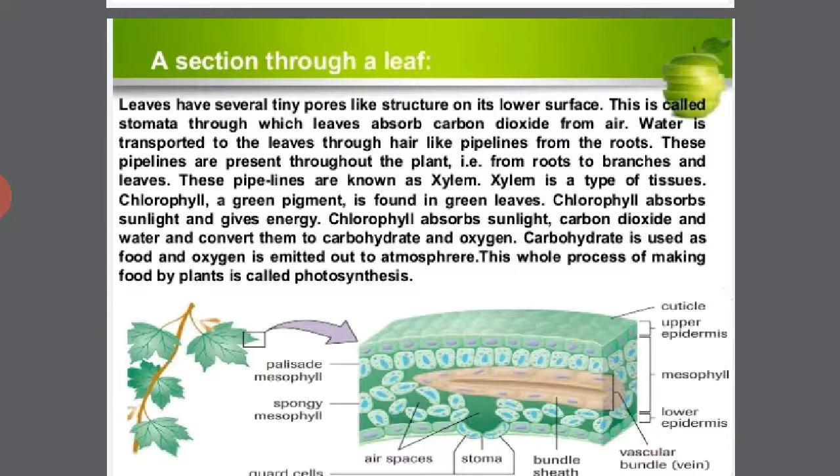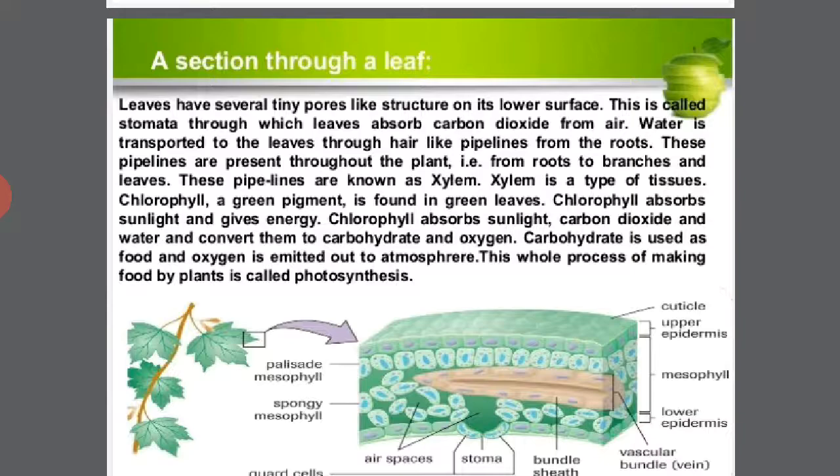Chlorophyll is a green pigment found in the green leaves. Chlorophyll absorbs sunlight and gives energy. Okay, chlorophyll absorbs the sunlight, and carbon dioxide and water, and then converts them into carbohydrate and oxygen. Carbohydrate is used as food and oxygen is emitted out to the atmosphere. This whole process of making food by plants is called photosynthesis.